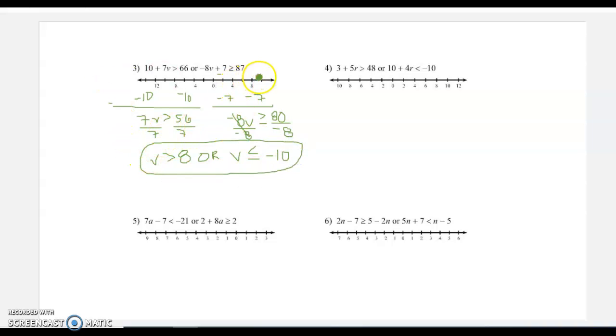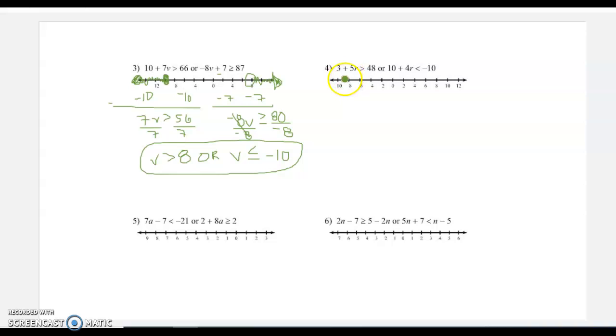So v is greater than 8. I'd have a dot at 8. Dot is open, shaded to the right. So there's representing all the numbers that are greater than 8. Or v is less than or equal to negative 10. I'd have a dot at negative 10. I would fill in the dot because it is equal to, and then I would shade to the left where all the numbers are less than. So I could either be hanging out down here on the left, less than or equal to negative 10, or hanging up here on the right, greater than 8.